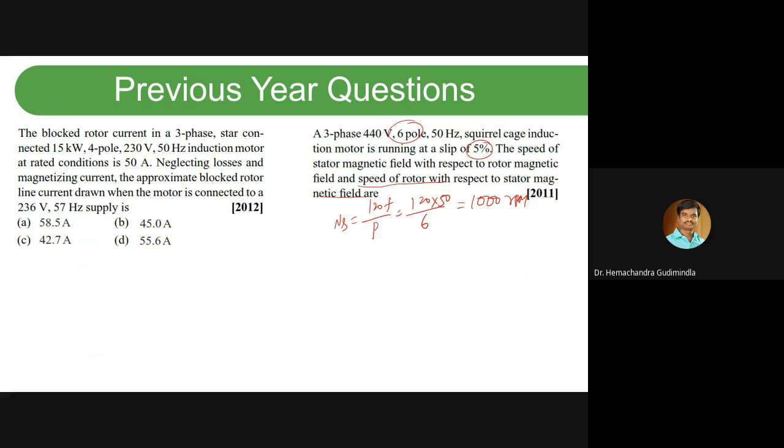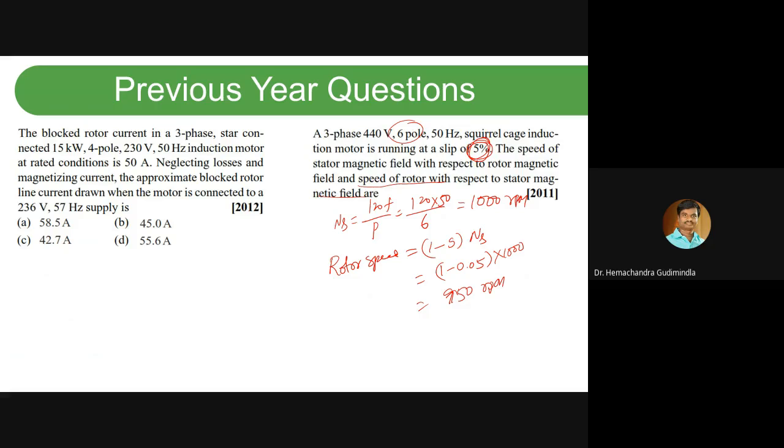Now, what is the rotor speed? Rotor speed is 1 minus s times the synchronous speed. What is the slip they gave? S is 5%, that is 0.05. So 1 minus 0.05 into 1000. So we will get 950 RPM.